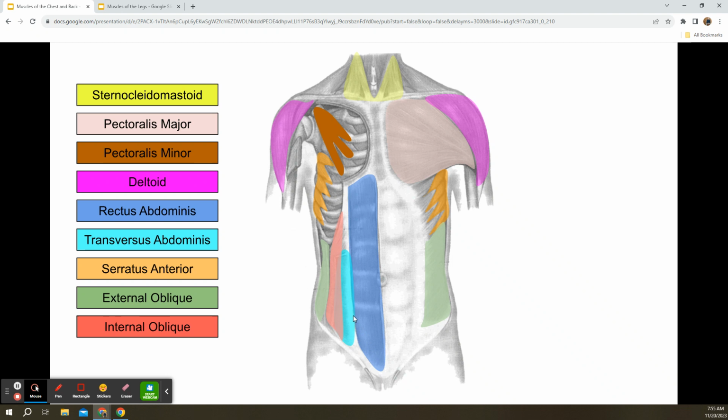And then our transverse abdominis. All that this essentially does, and your serratus anterior, is it helps lift the ribs and assist with breathing. I know we talked about this a little bit in the earlier slides, but it just helps assist with breathing. And then your external and internal obliques are also responsible for flexion and rotation of your vertebral column.